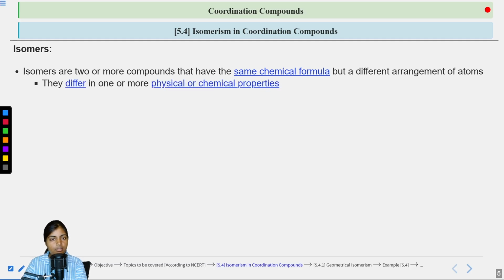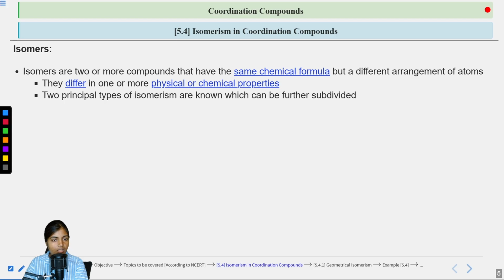So isomers differ in one or more physical or chemical properties due to this difference in the arrangement of atoms. Even though they have the same chemical formula, they have a different arrangement of atoms. That's why we call them isomers, and due to this they differ in one or more physical or chemical properties. The two principal types of isomerism are known, which can be further subdivided.